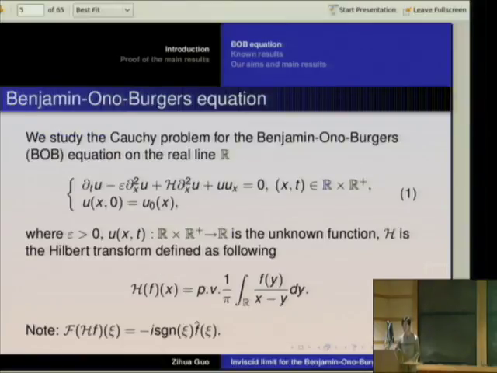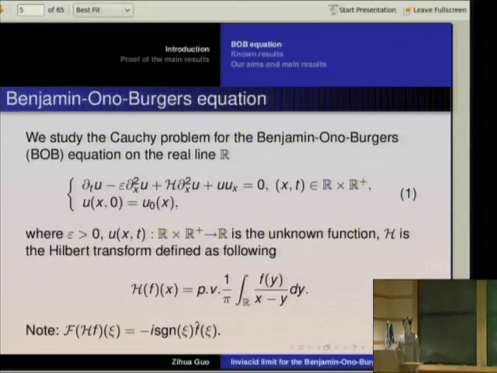Okay. The Benjamin-Ono-Burgers equation reads in the form 1. This is a nonlinear equation with the nonlinearity very simple: the derivative of u u_x. Here H is the Hilbert transform, and this is the heat linear term. The Hilbert transform is a Fourier multiplier with the symbol here. So if you take a Fourier transform of this equation, then you can see it's very different.